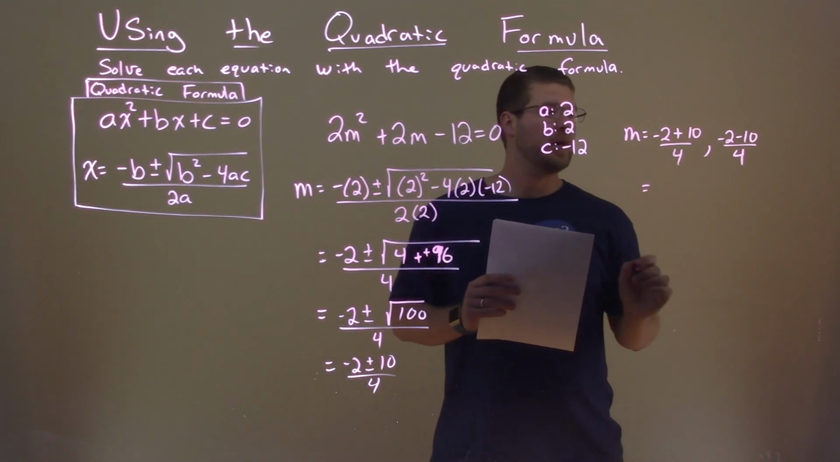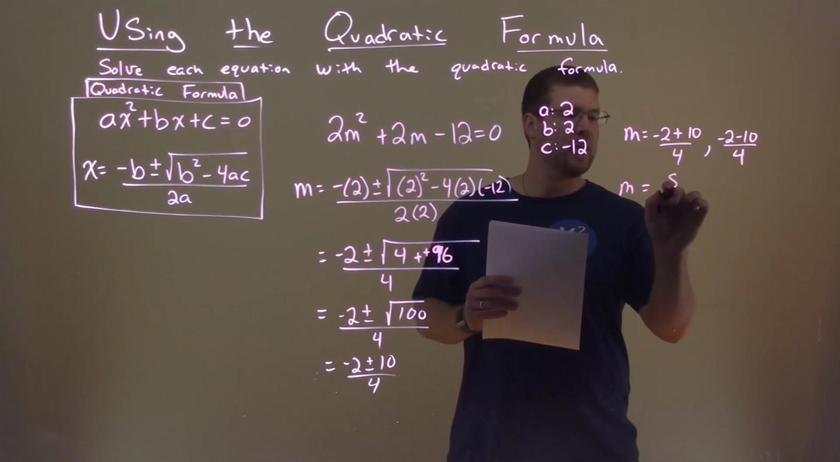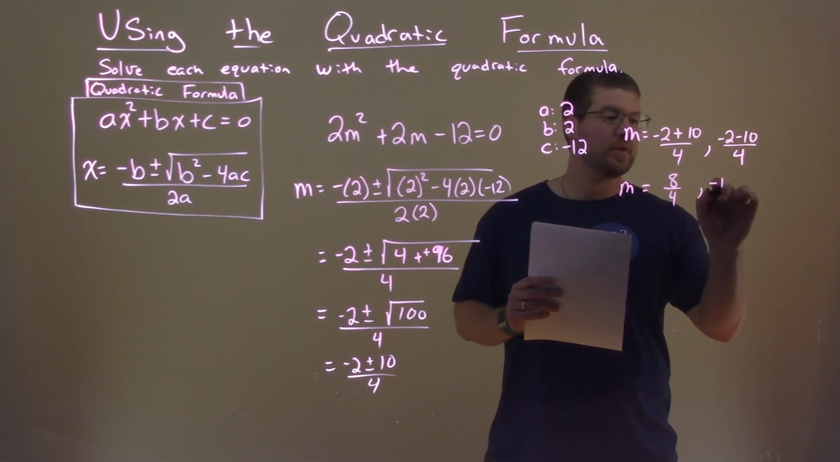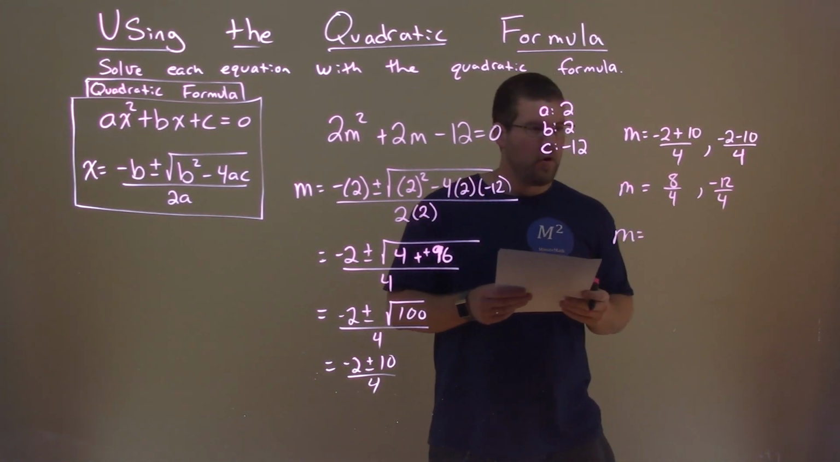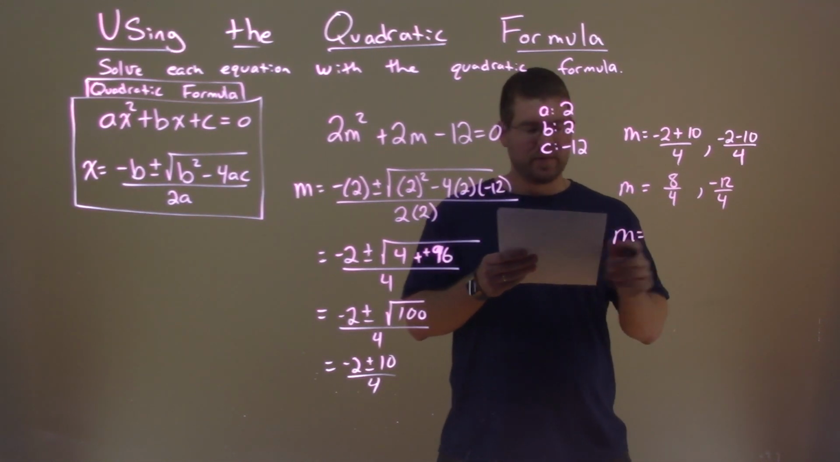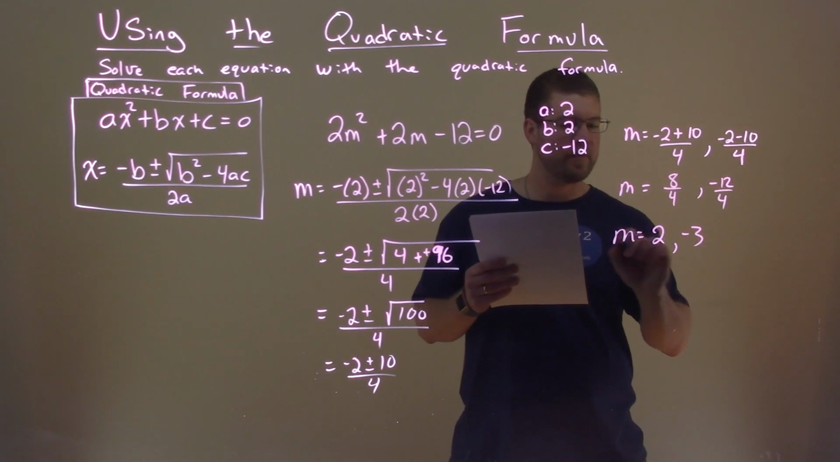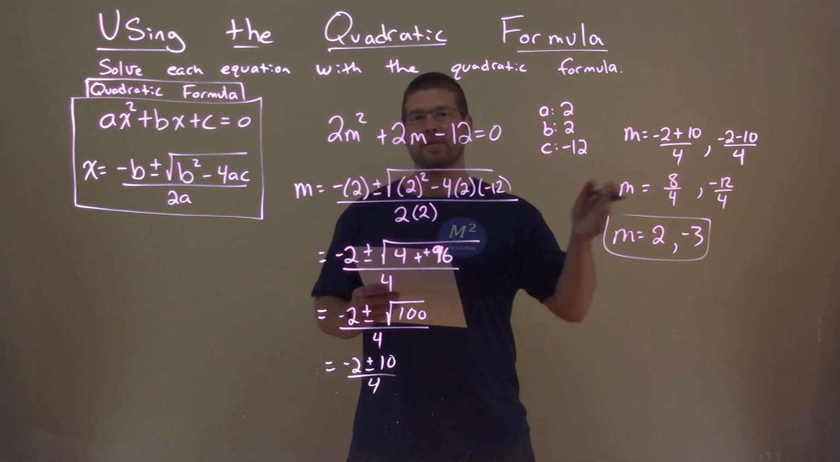So let's keep simplifying here. Negative 2 plus 10 is a positive 8 over 4. Negative 2 minus 10 is a negative, well, 12 over 4. Simplify that. 8 divided by 4 is a 2. And negative 12 divided by 4 is a negative 3. And my two values for m are 2 and negative 3.